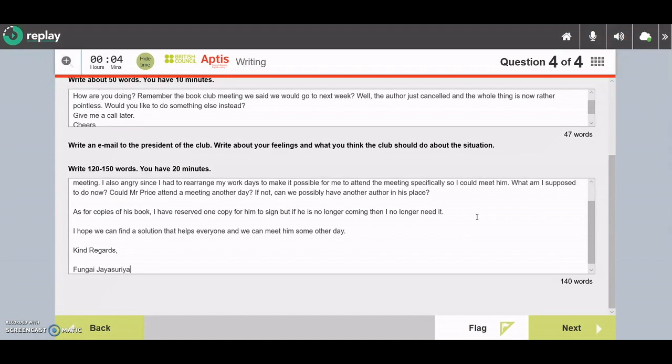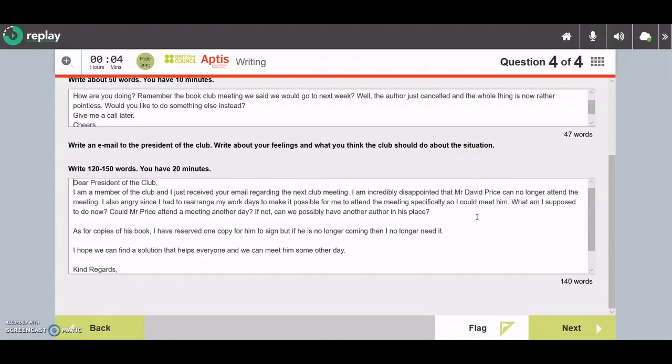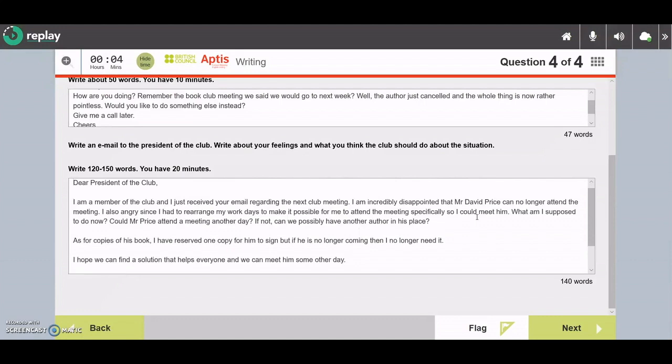Okay. Now, my word limit at the moment is at 140 words. I'm supposed to write between 120 and 150 words. That is perfectly fine. So I said, "Dear President of the club, I'm a member of the club and I just received your email regarding the next club meeting. I'm incredibly disappointed that Mr. David Price can no longer attend the meeting.